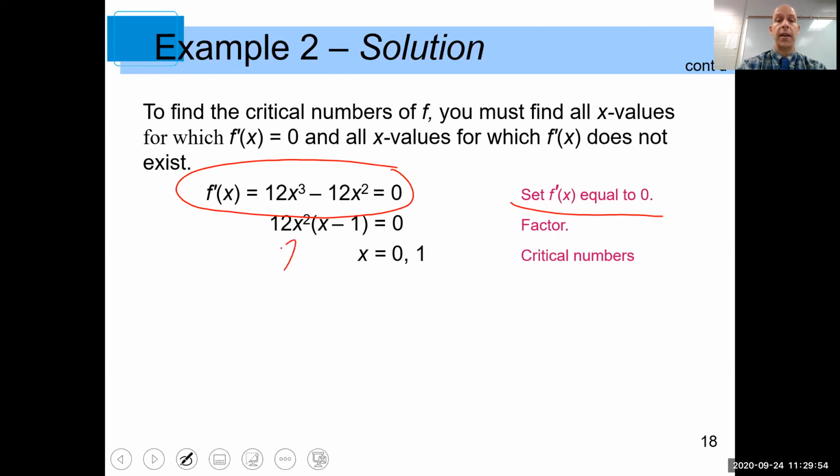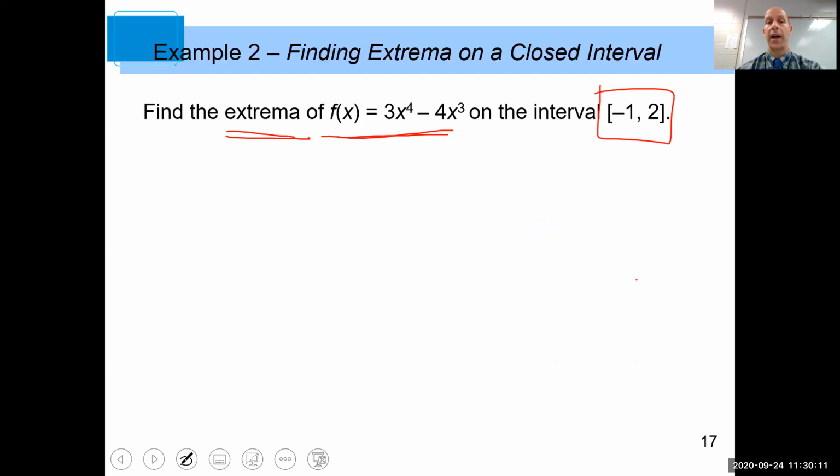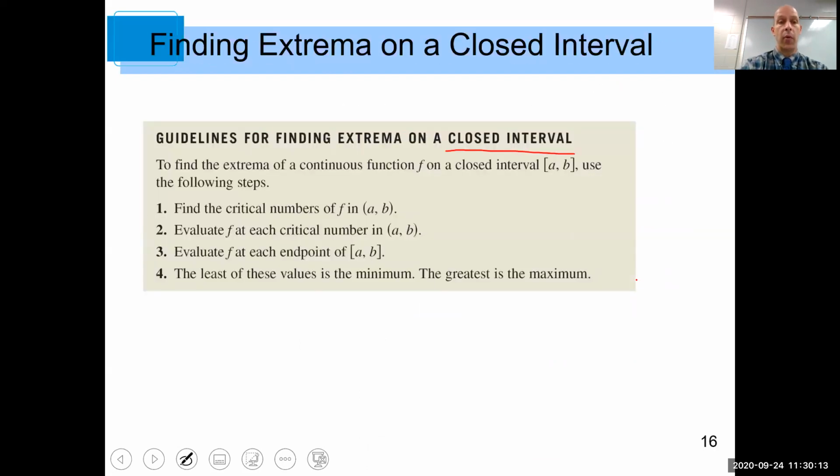So we can clearly see that when this is 0, then the whole thing is 0, and when this is 1, the whole thing is 0. So those are critical numbers. That tells us the only two x values where we could have a relative min or a relative max are at 0 and 1. Now before we go too much further, I want to go back to our guidelines. So number 1 is to find the critical numbers, which we did.